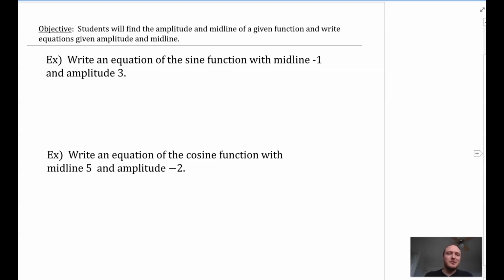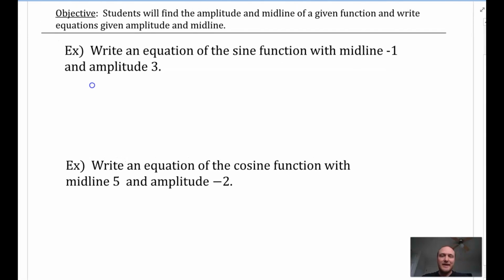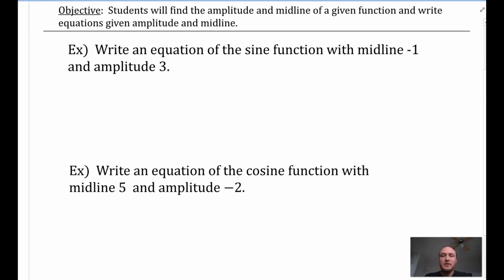But let's get back to writing some equations and just adding in this new information. So they say write an equation of the sine function, and they tell us we have a midline of -1 and an amplitude of 3. Okay, so I know our functions are y is equal to plus or minus a times the function. It could be sine or it could be cosine, theta plus k, whatever it is.